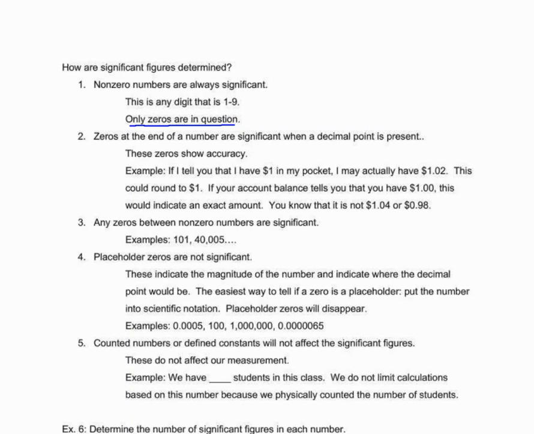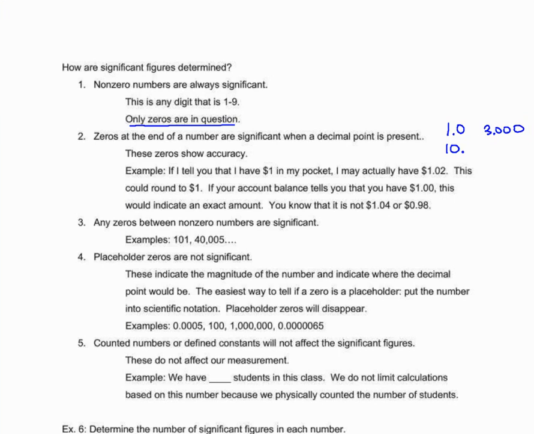Rule number 2, zeros at the end of a number are significant when a decimal point is present. These zeros are showing accuracy. For instance, 1.0, 3.000, 10 with a decimal. Each of these zeros is significant because there is a decimal point present. They are at the end of the number, and there is a decimal, and these are showing accuracy.